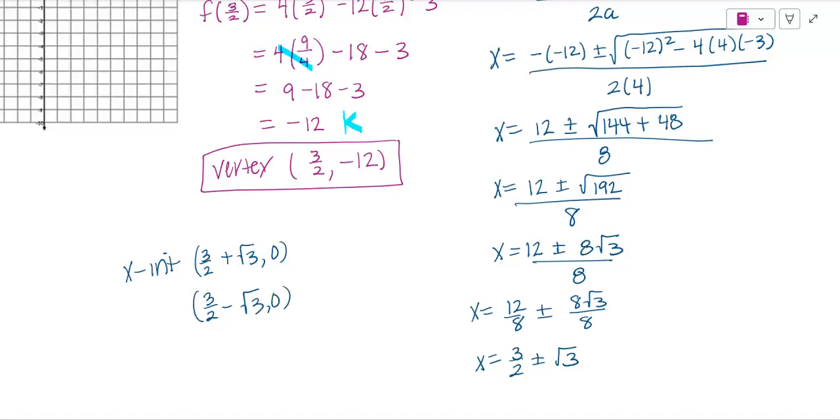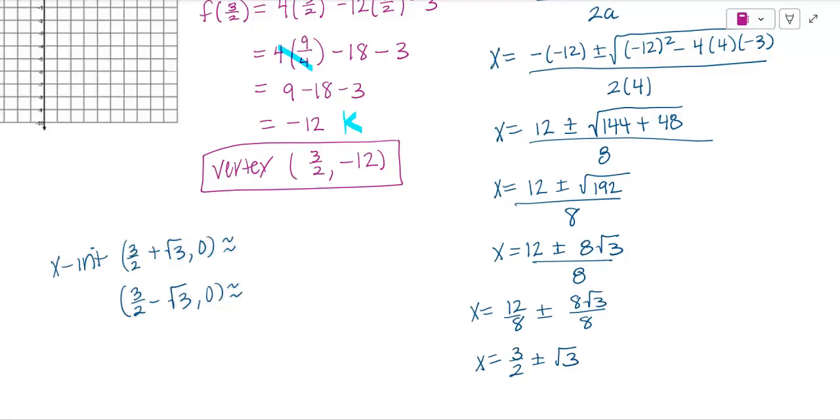Let's put some decimal approximations as well to make it easier to graph. I'm going to move this over here. Let's see, 3/2 plus the square root of 3 is about 3.23. And then 3/2 minus root 3 is about negative 0.23.